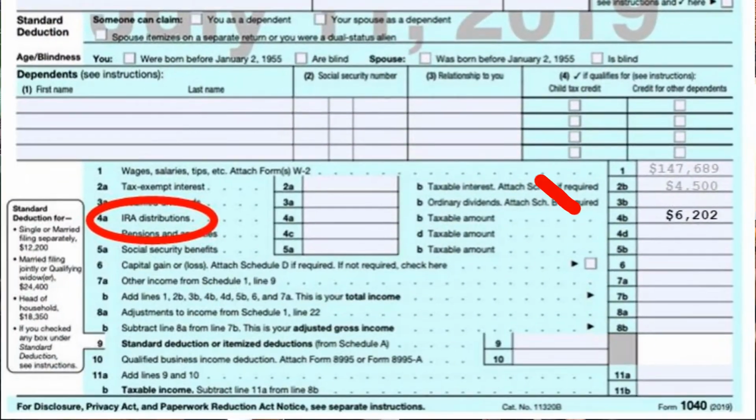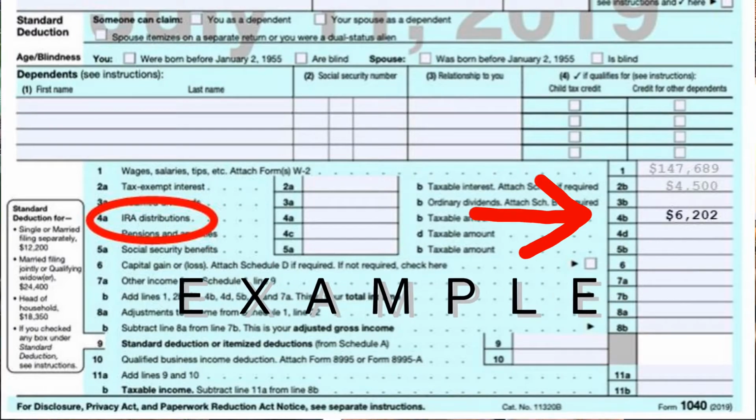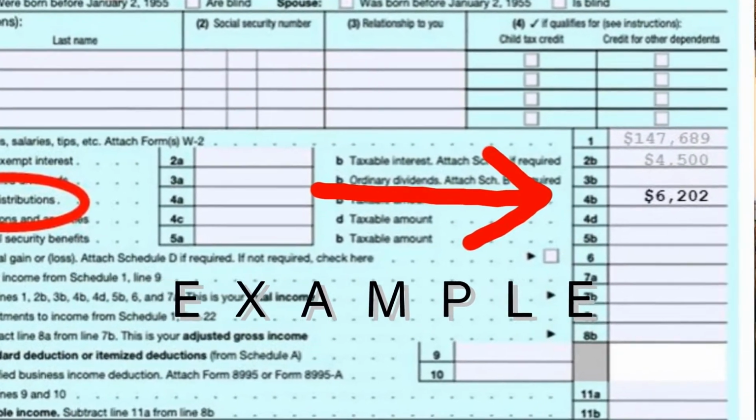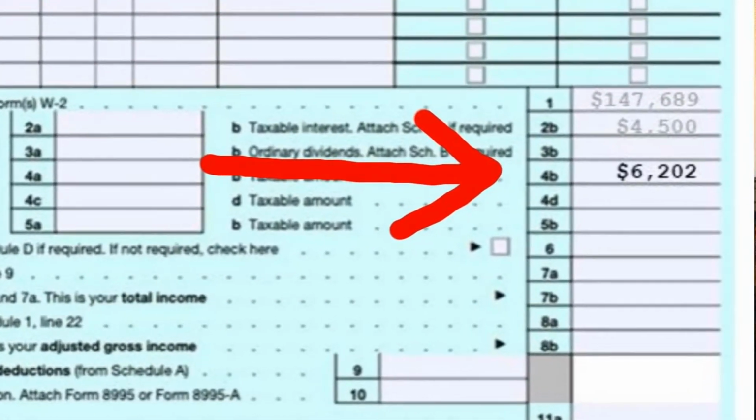The other thing that I'm looking for are IRA distributions. So let's say you inherited an IRA, which means you have a beneficiary IRA, and that's generating required minimum distributions that you did not previously add to your income. So what is going on with that income? Are you spending it or are you saving it?